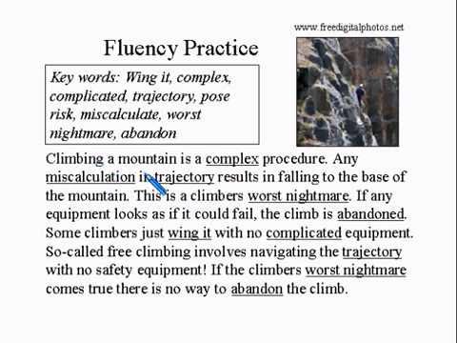Climbing a mountain is a complex procedure. Any miscalculation in trajectory results in falling to the base of the mountain. This is a climber's worst nightmare. If any equipment looks as if it could fail, the climb is abandoned. Some climbers just wing it with no complicated equipment. So-called free climbing involves navigating the trajectory with no safety equipment. If the climber's worst nightmare comes true, there is no way to abandon the climb.